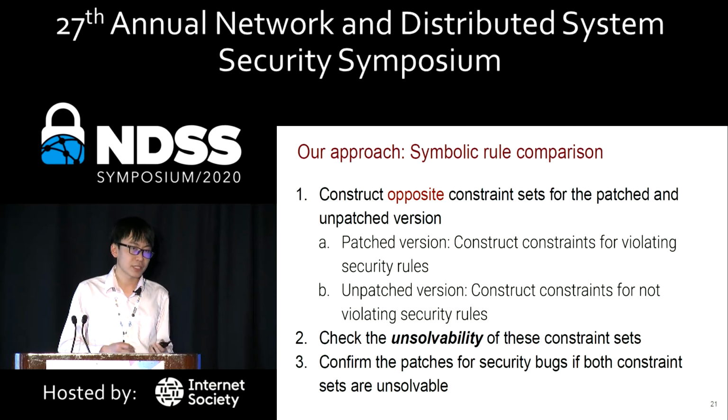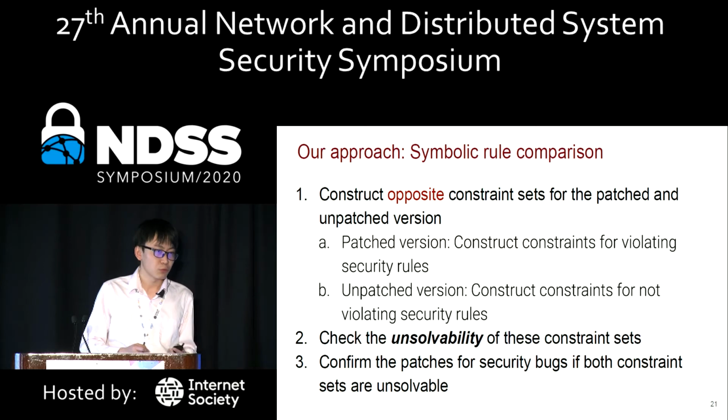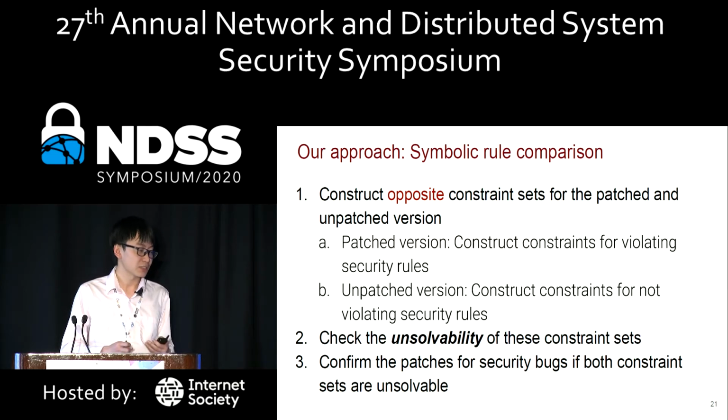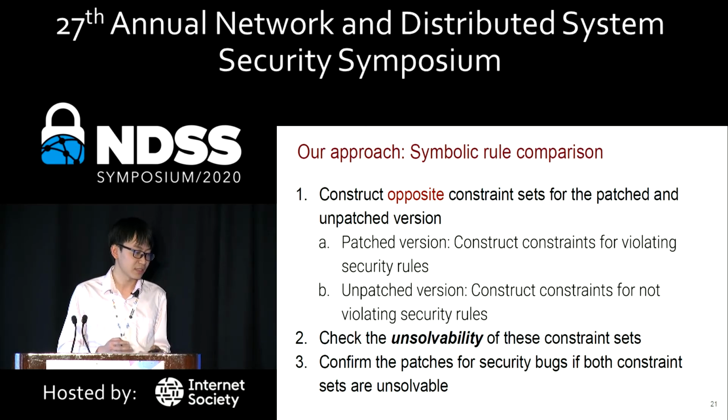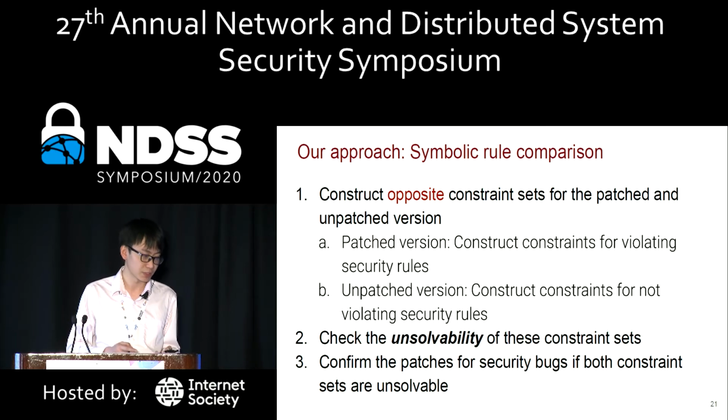Our approach is to use symbolic rule comparison, which is to artificially construct opposite constraint sets for the patched version and the unpatched version. For the patched version, because we want to prove that violation is unsolvable, we will construct constraints for violating the security rules. For the unpatched version, because we want to prove that non-violation is unsolvable, we will construct constraints for non-violating the security rules.